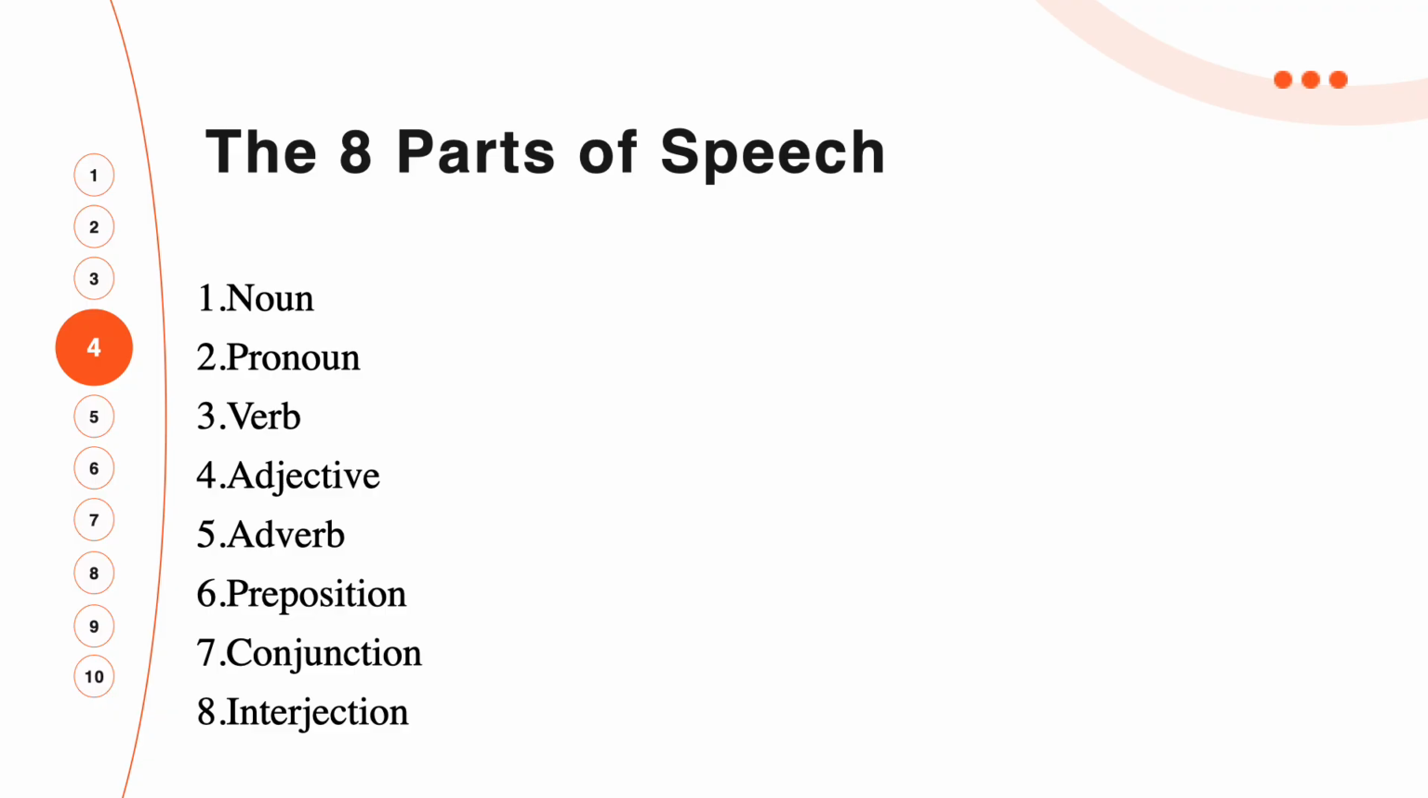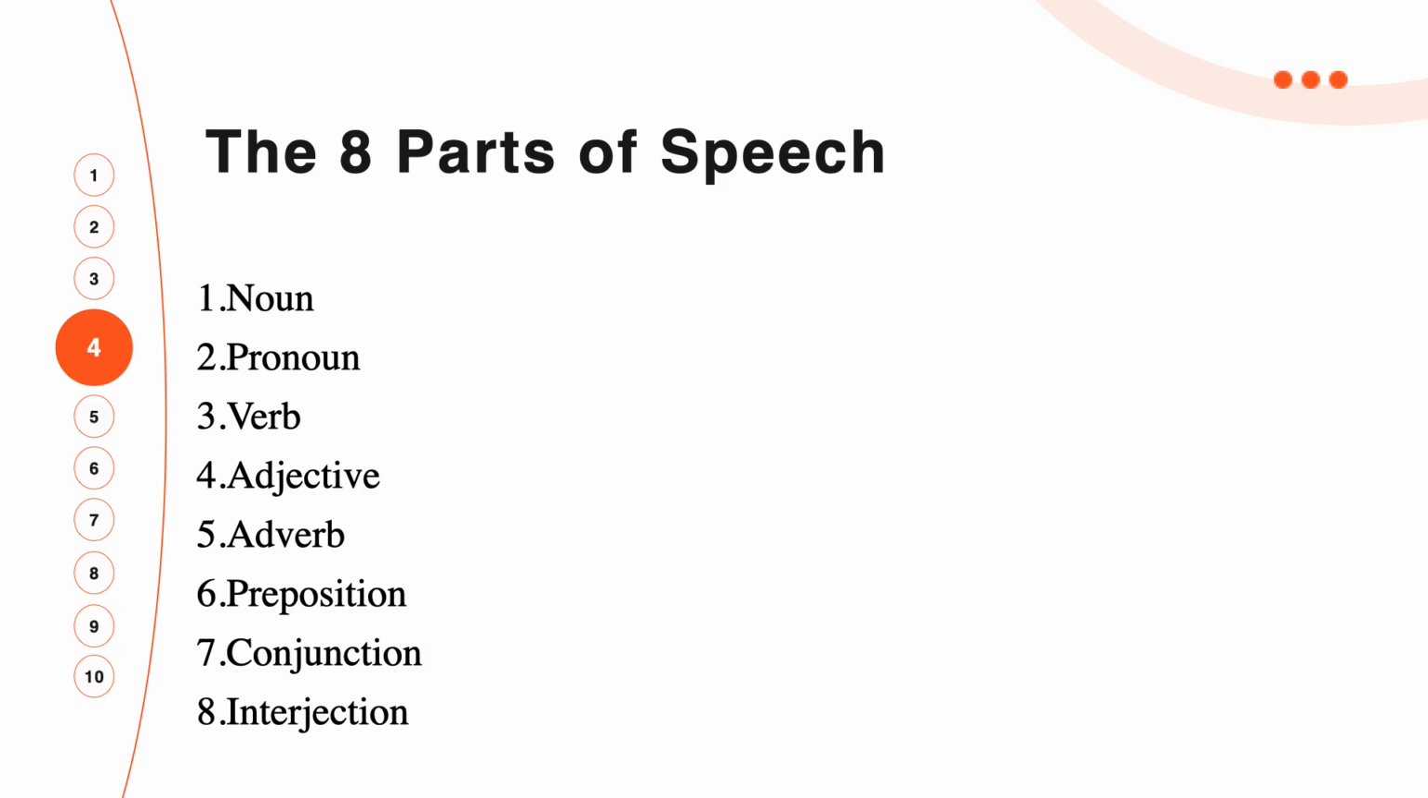Fourth is adjective. An adjective describes or gives more information about a noun. For example, car is a noun, but red car, fast car, expensive car give more detail. The detail comes from adjectives.